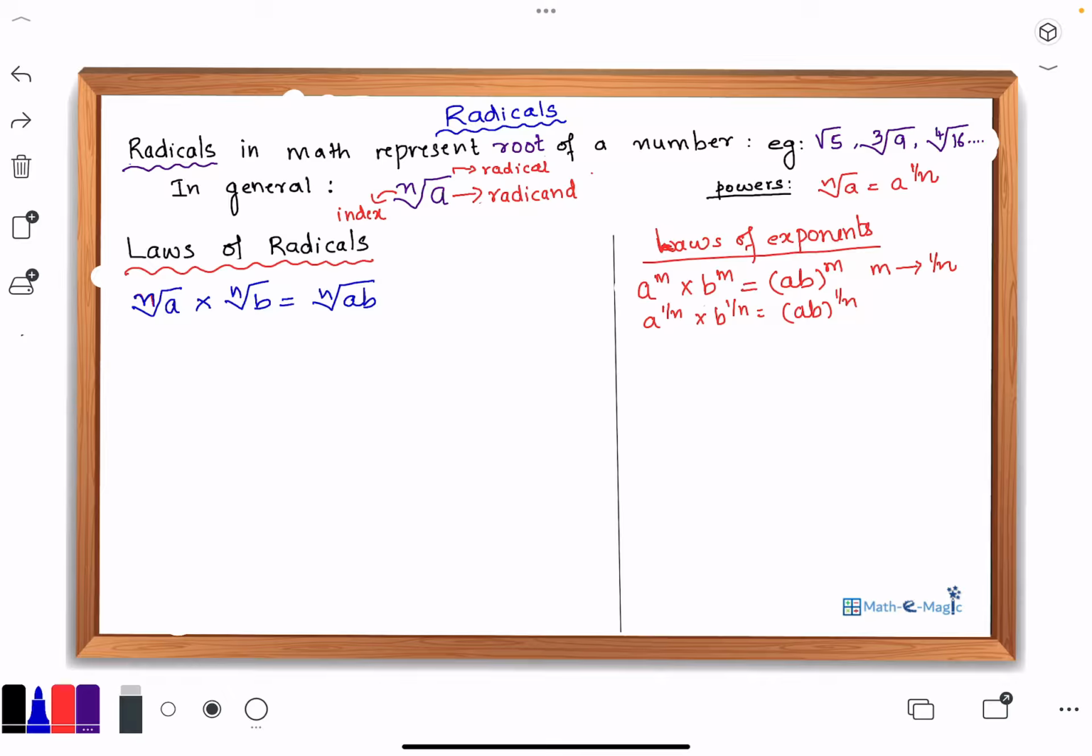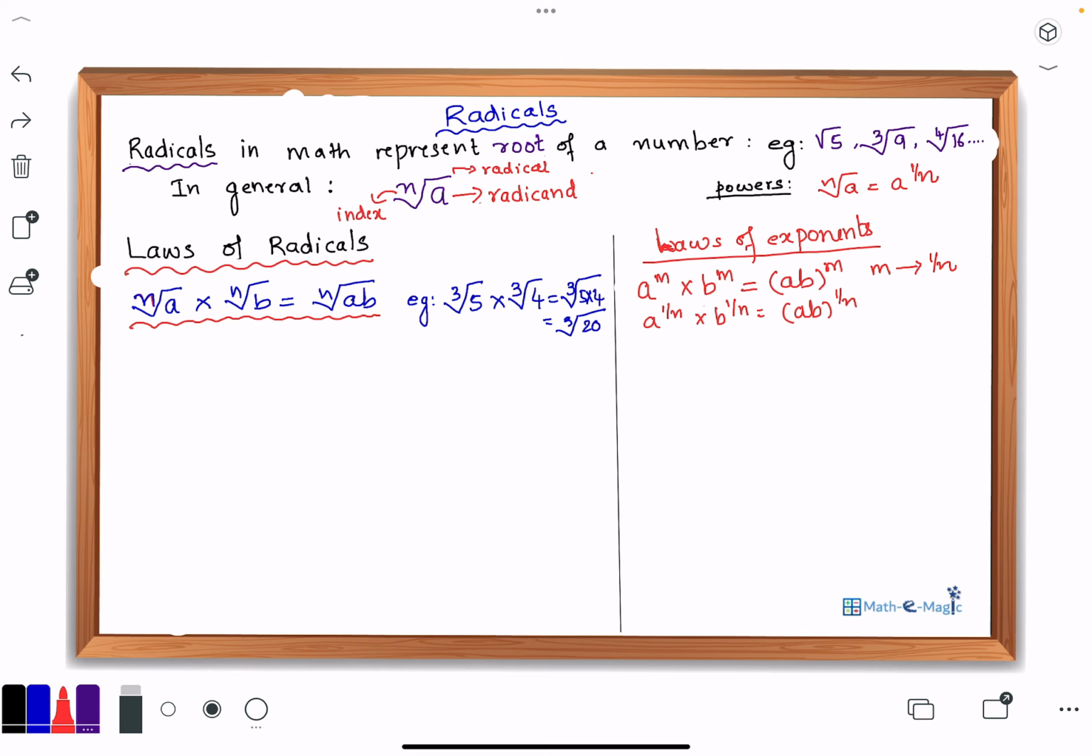So for example, if I have the cube root of 5 times the cube root of 4, I can write this as the cube root of 5 times 4, that would be the cube root of 20. So that's the first law, which says the nth root of a times the nth root of b is the nth root of a times b.